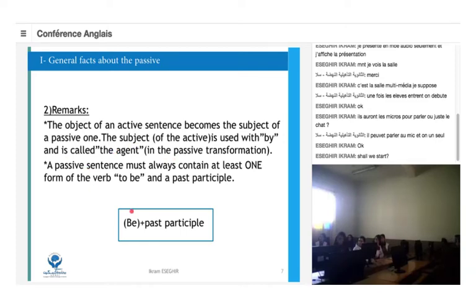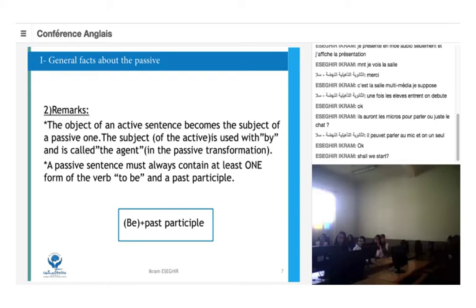Now, this is something which is very important. I want to tell you that in all the rules of the lesson, we are going to see these 2 forms. What are these 2 forms? We have the verb to be, and I put it here between brackets because we are going to change the form. And then we have the past participle.